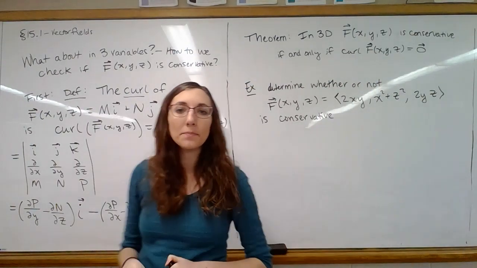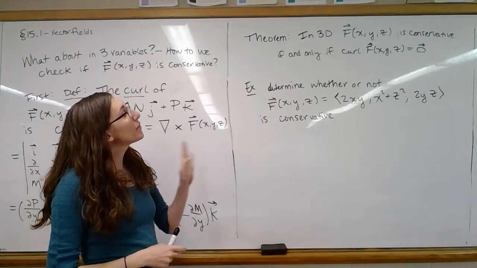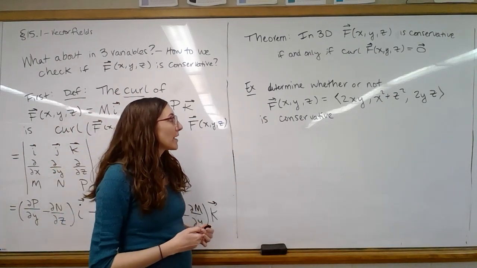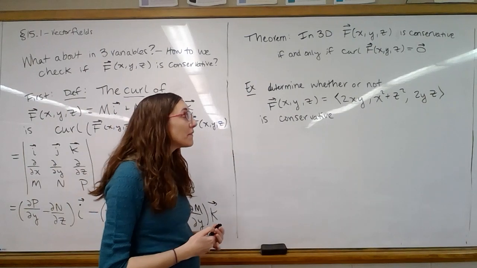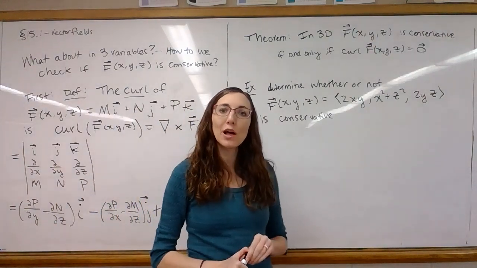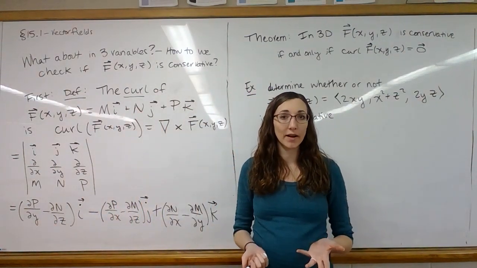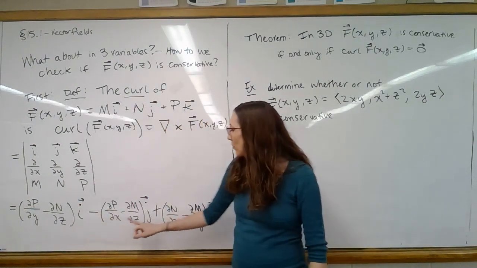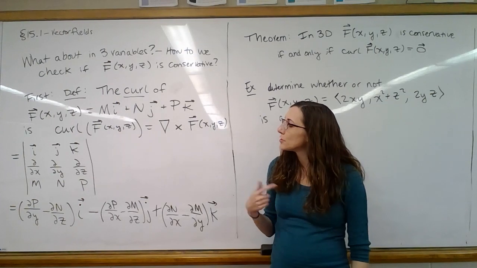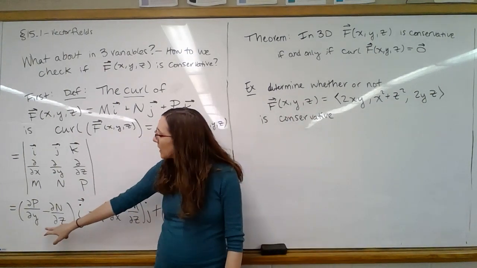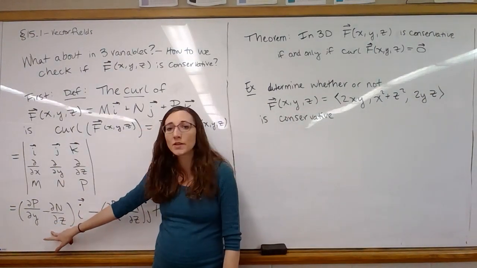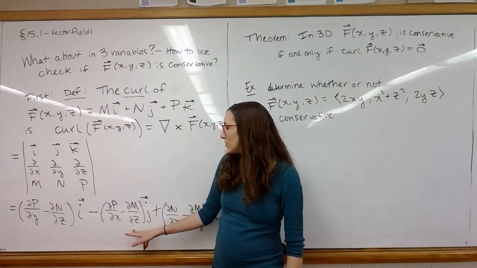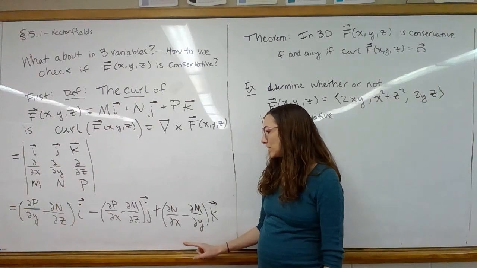So then our theorem is that in 3 dimensions, the vector field f of x, y, z is conservative if and only if the curl of f is the 0 vector. To be the 0 vector would mean all of these components are 0, which would mean that these two partial derivatives really need to be equal so that they subtract to 0. These two need to be equal, and these two need to be equal.